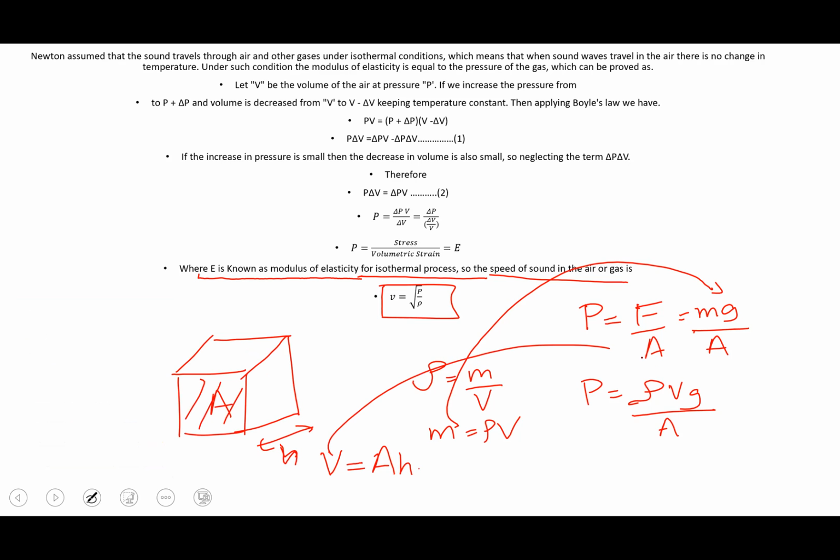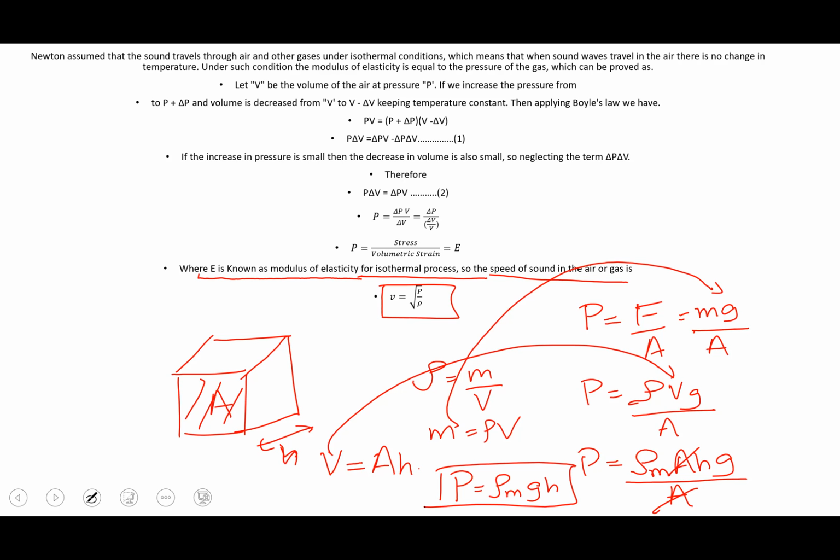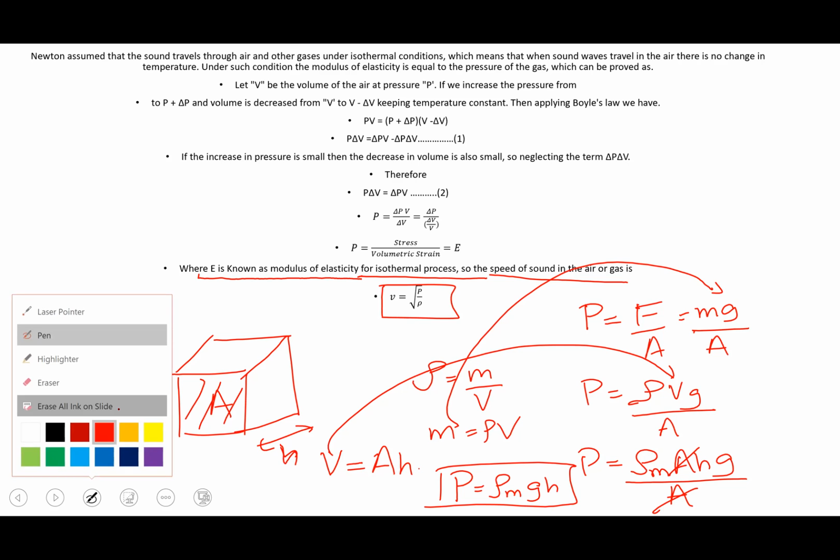Putting this value of V in this equation, what do we get? P is equal to rho, which is the density of that medium, V will be represented by AH, and g is the gravitational acceleration, divided by A. So this A and this A cancel out. What are we left with? P is equal to rho m into g and h, where rho m is representing the density of the medium.